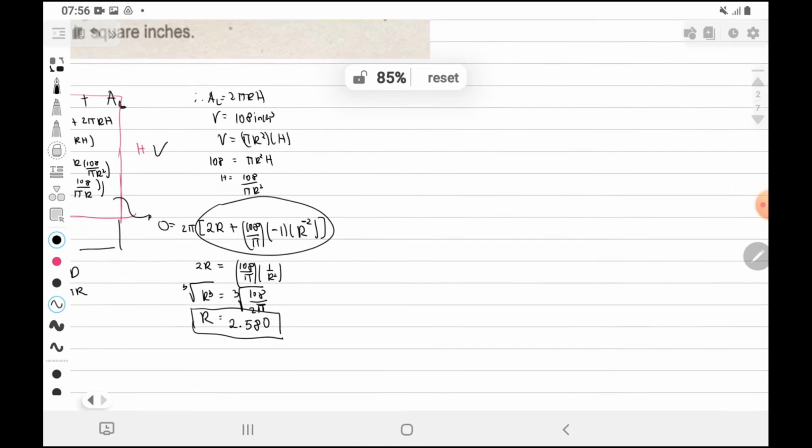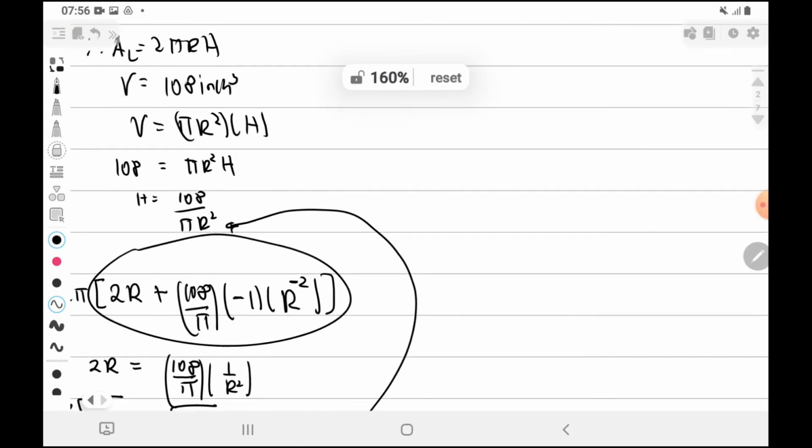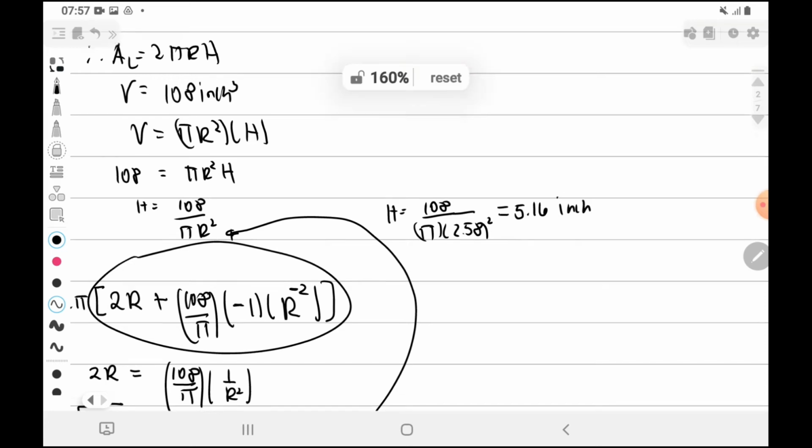From that, we get the value of h by substituting the minimized value of r. Therefore, h is equal to 108 all over pi multiplied by 2.58 squared. Shift store at A. So 108 over pi multiplied by A squared. So we'll have a value of h which is equal to 5.16 inches. Shift store at B.